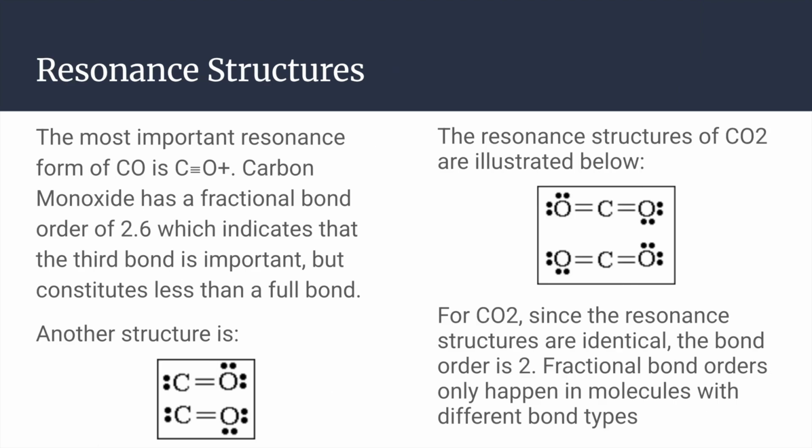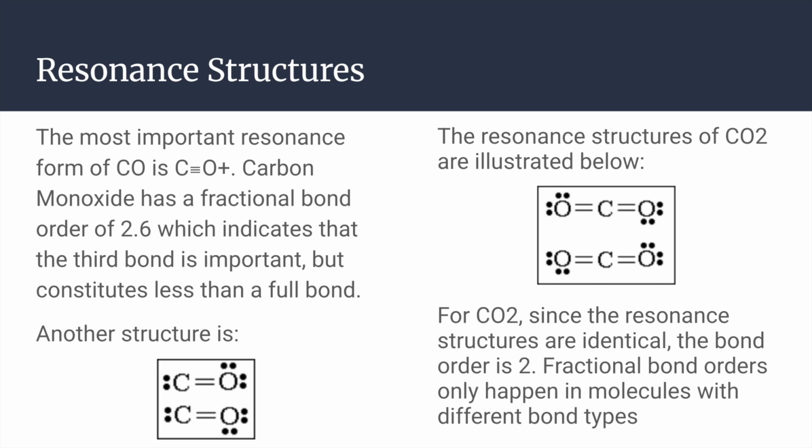Resonance structures. The most important resonance form of carbon monoxide is the triple bond Lewis dot structure. Carbon monoxide has a fractional bond order of 2.6, which indicates that the third bond is important, but constitutes less than a full bond. Another structure is shown on the bottom left.